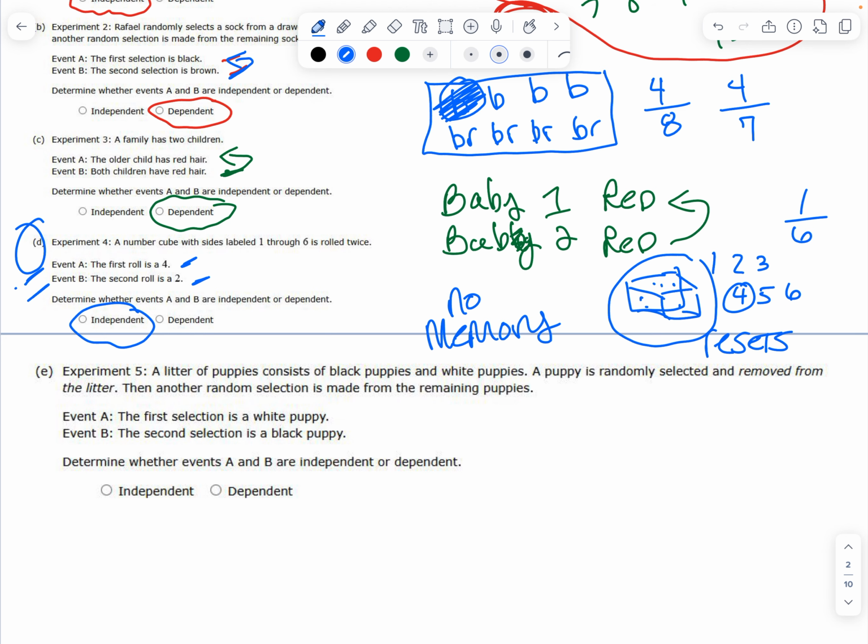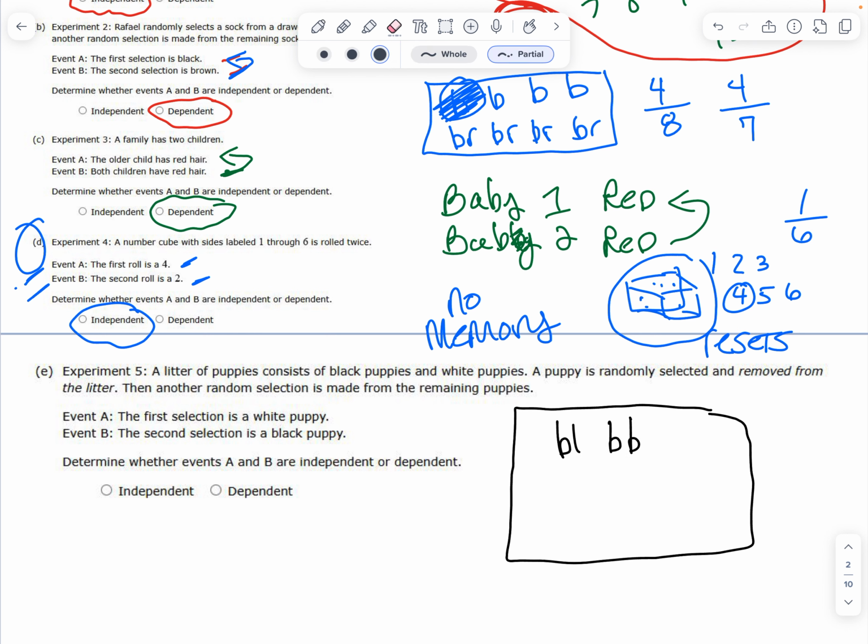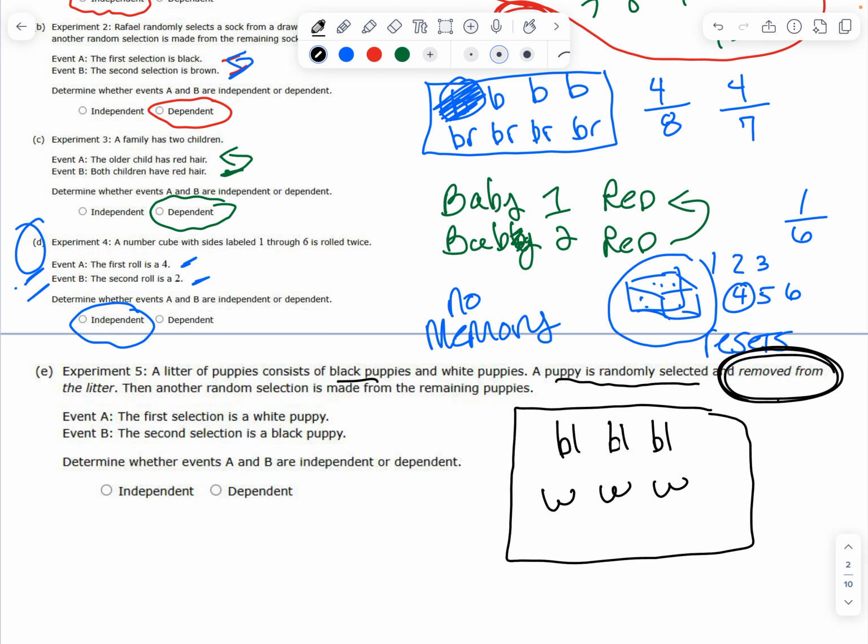All right, hopefully this is making sense. Last one. A litter of puppies consists of black puppies and white puppies. Okay, so let's just make a little box of puppies here. Let's say they have 3 black puppies and 3 white puppies. A puppy is randomly selected and removed from the litter. Then another selection is made.